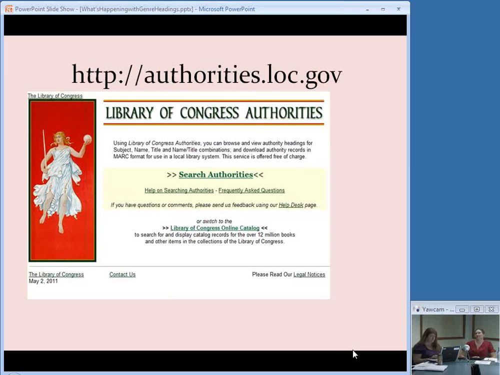They are also available for free at the Library of Congress Authorities website. I always like to mention this because not everybody subscribes to OCLC Connection. And so the Library of Congress has been great about putting all their stuff out there free for anyone to get a hold of, which is great.